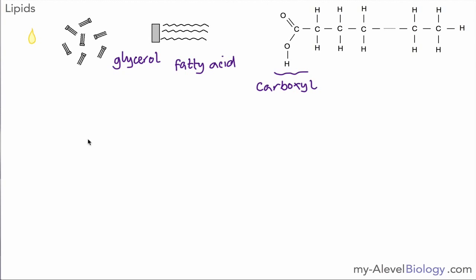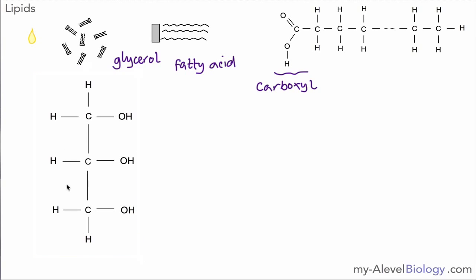The glycerol part looks a bit more like this. We've got three carbon atoms, each with an OH group attached, and hydrogen atoms on the other side. So this is our rectangular part of the molecule that we call glycerol. The structure is actually like this, and our fatty acid chain or fatty acid part looks more like this.